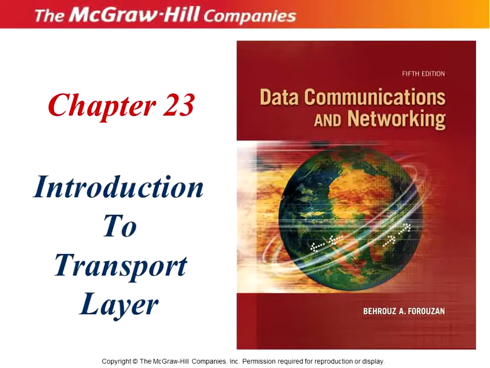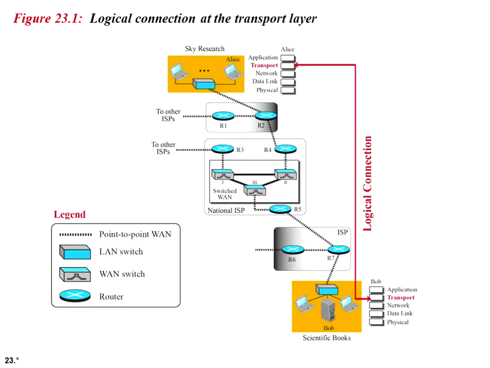So today we will discuss chapter number 23, that is Introduction to Transport Layer. We know that the transport layer is located between the application layer and the network layer. It provides process-to-process communication between two application layers, one at the local host and the other at the remote host.